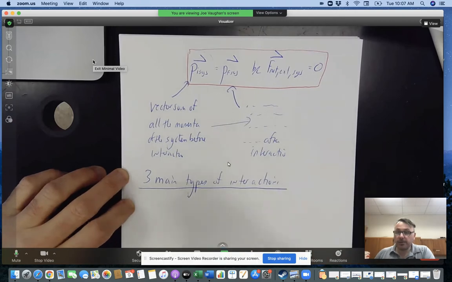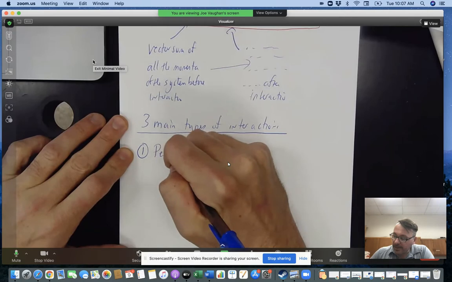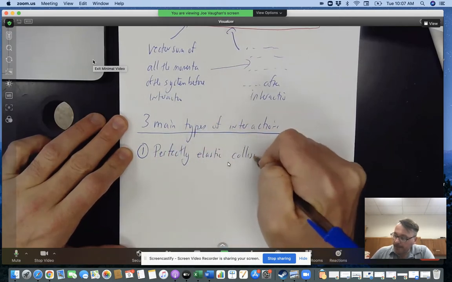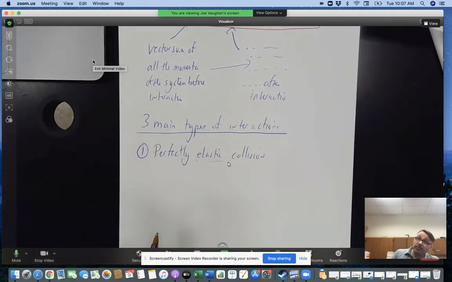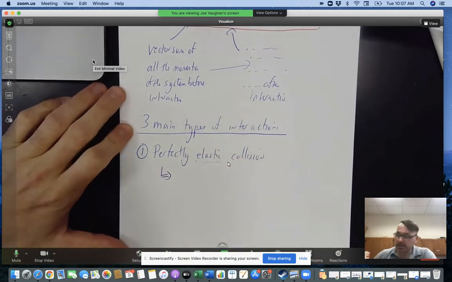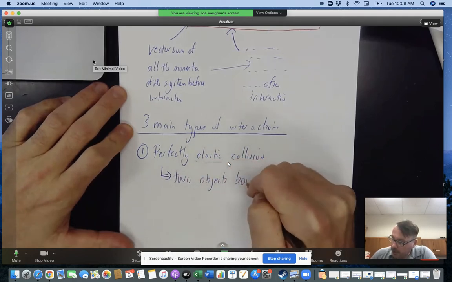Okay. And the first of those interactions, number one, is going to be something called a perfectly elastic collision. Right? Now that word elastic there is really important. What we had before functionally was a perfectly elastic collision with the two blue carts, because you had that springy thing in between them. There's your elastic, right? And the two objects bounce off one another. And that's going to be the main visual aspect of this. So two objects bounce off each other.